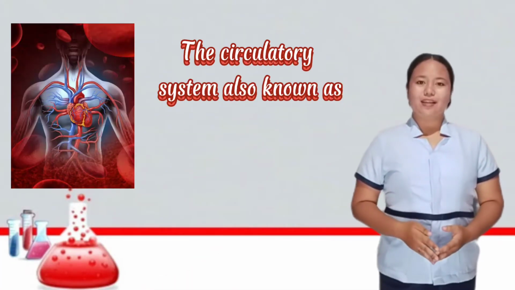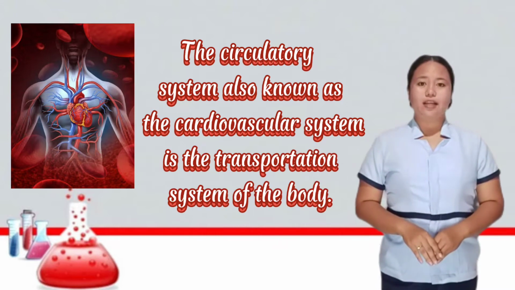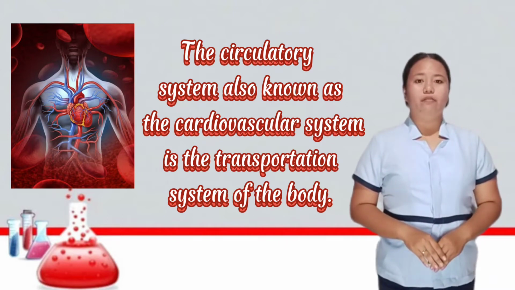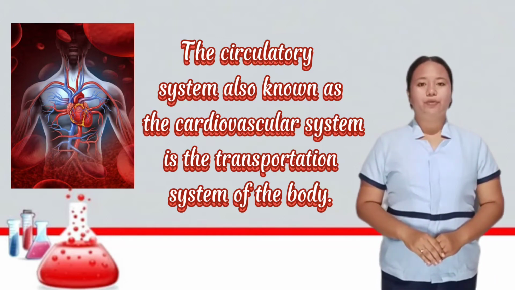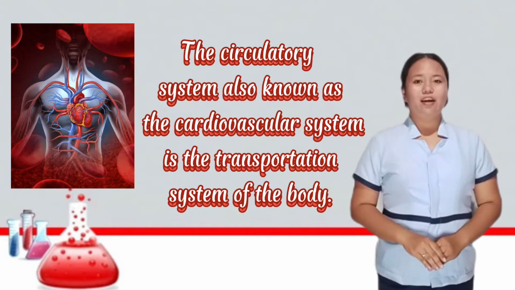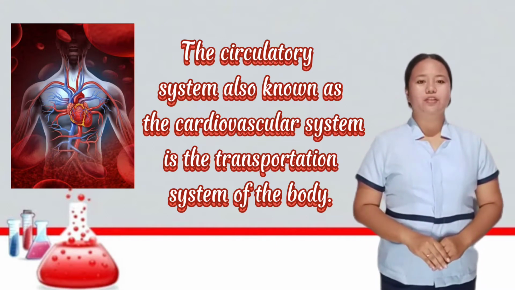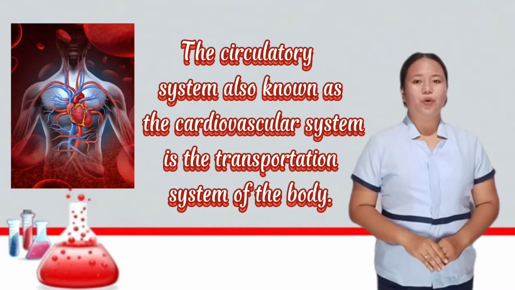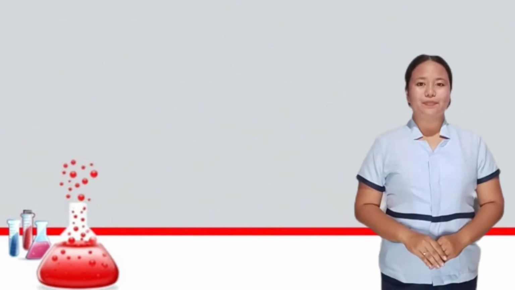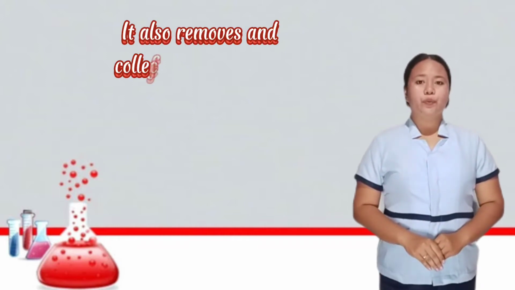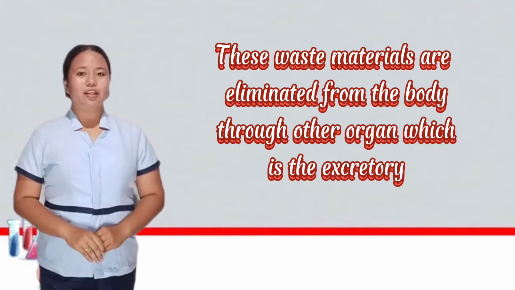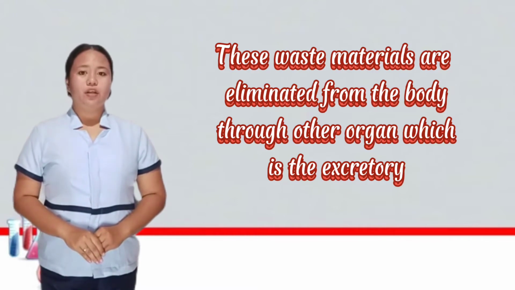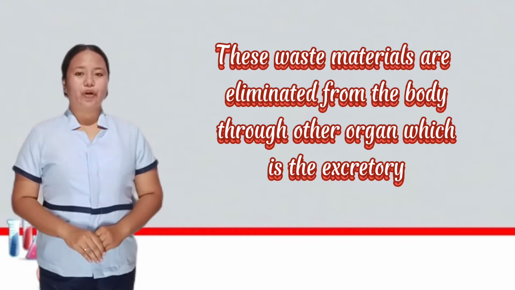The circulatory system is also known as the cardiovascular system. It's a transportation system of the body. This organ system is responsible for distributing nutrients, oxygen, and other essential substances to all parts of the body. That is why it is called the transport system of our body. It also removes and collects carbon dioxide and other waste materials from our body. These waste materials are eliminated from our body through another organ system called the excretory system.